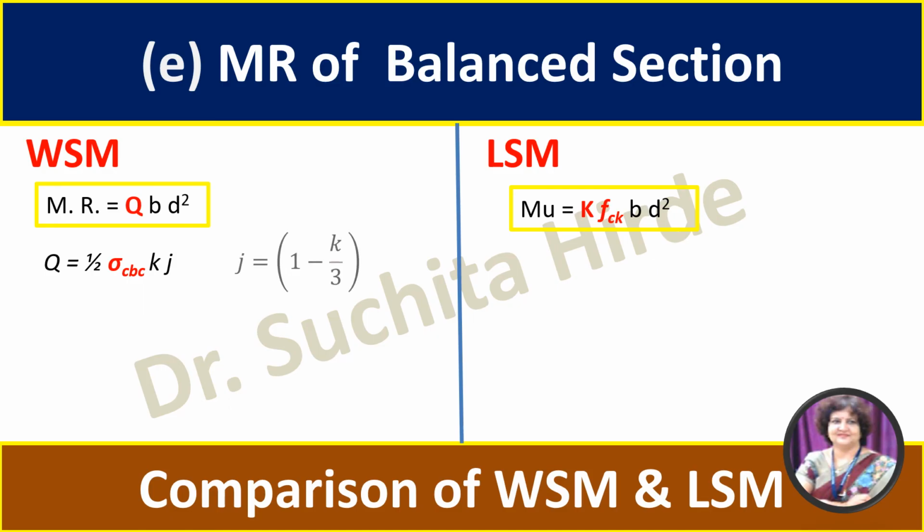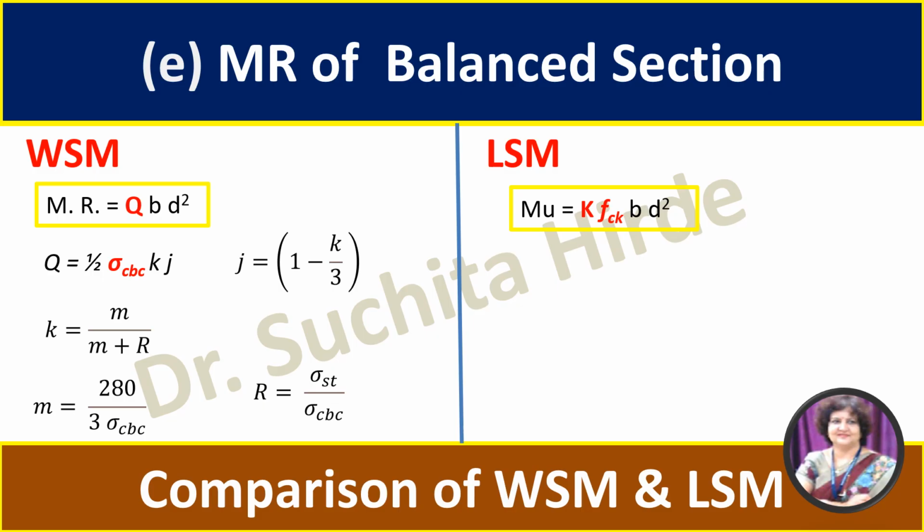Now how do we calculate these? J is equal to 1 minus K by 3, where K is neutral axis depth factor. K we calculate using M upon M plus R, where M is 280 upon 3 sigma CBC. This formula is available in IS code. And R is the ratio of permissible stress in steel to permissible stress in concrete in bending compression.